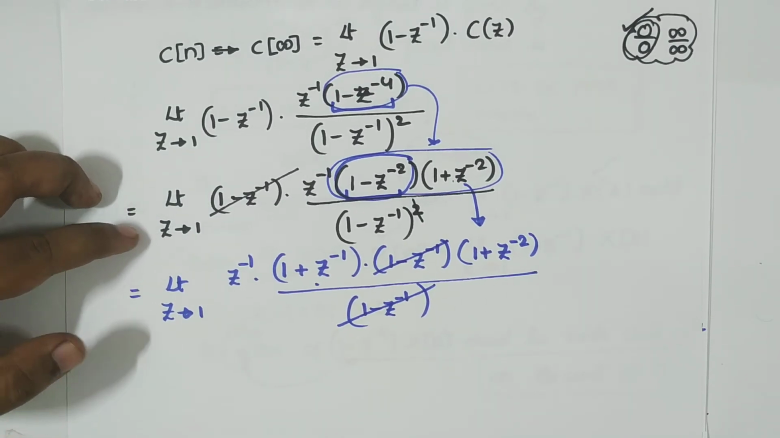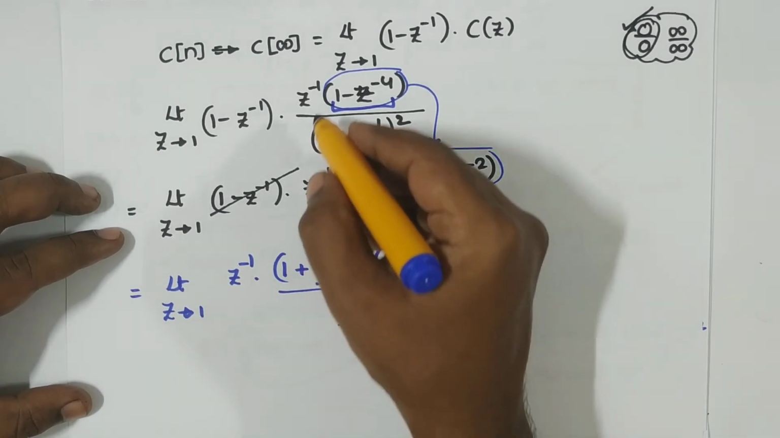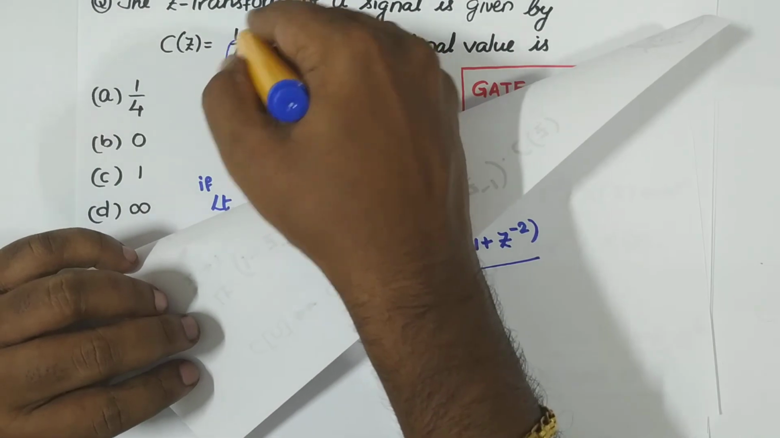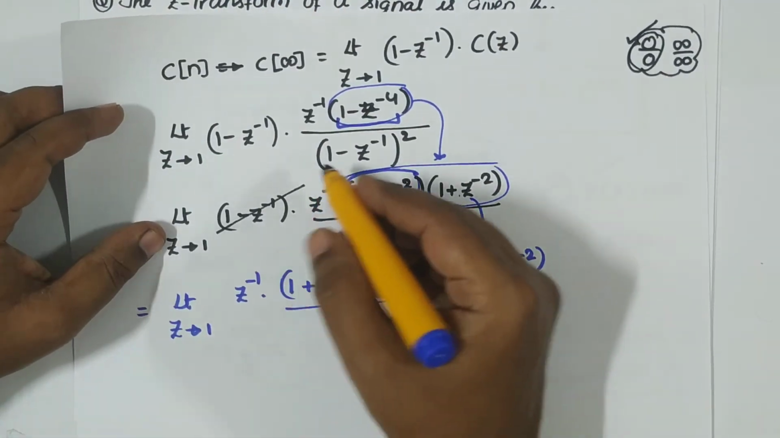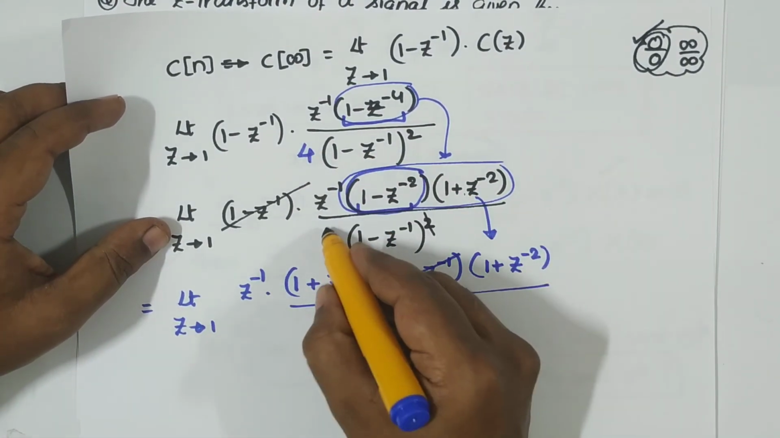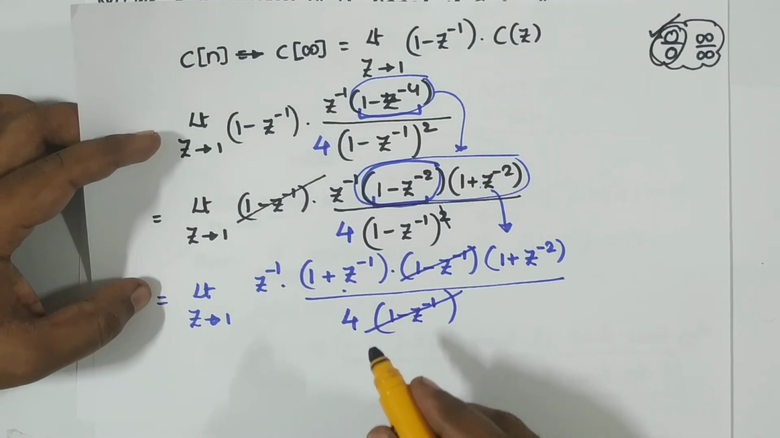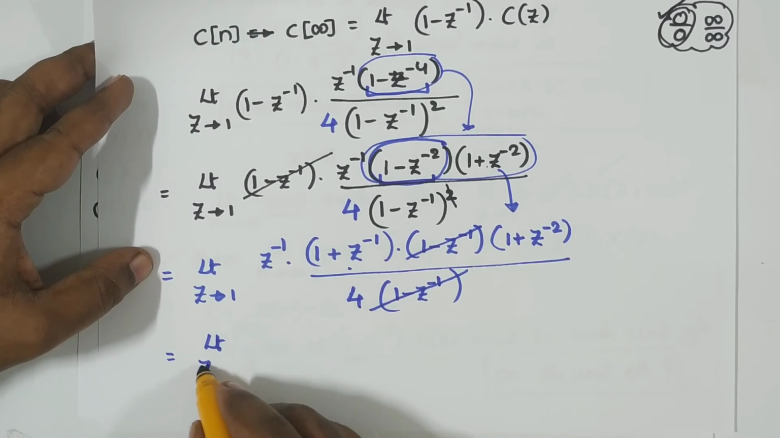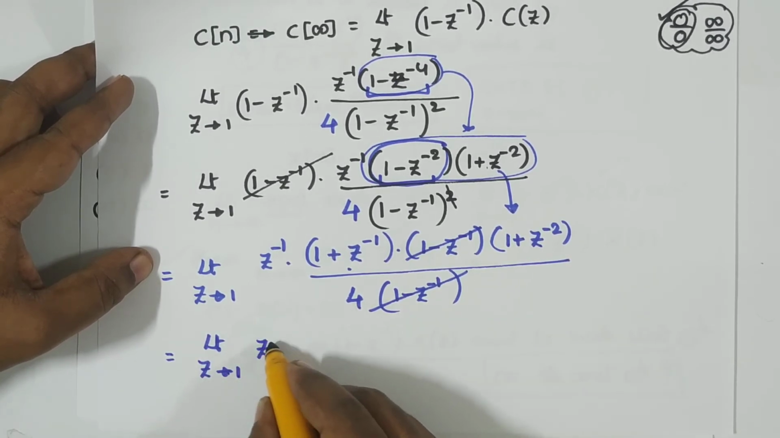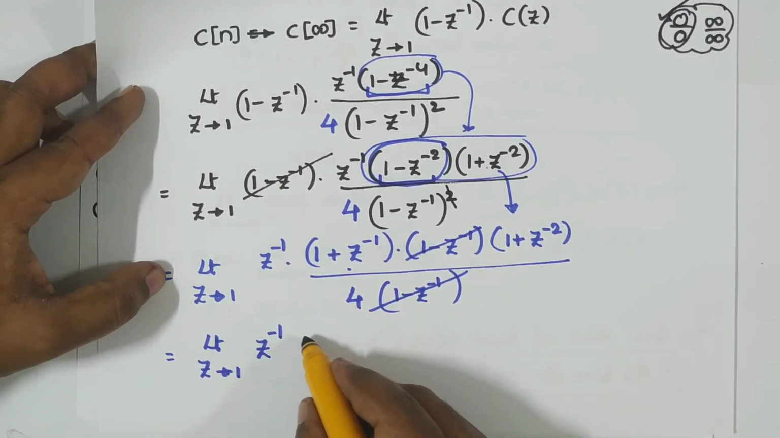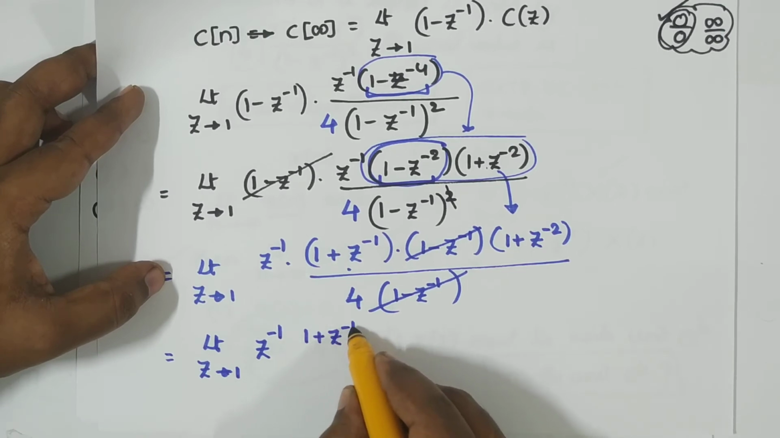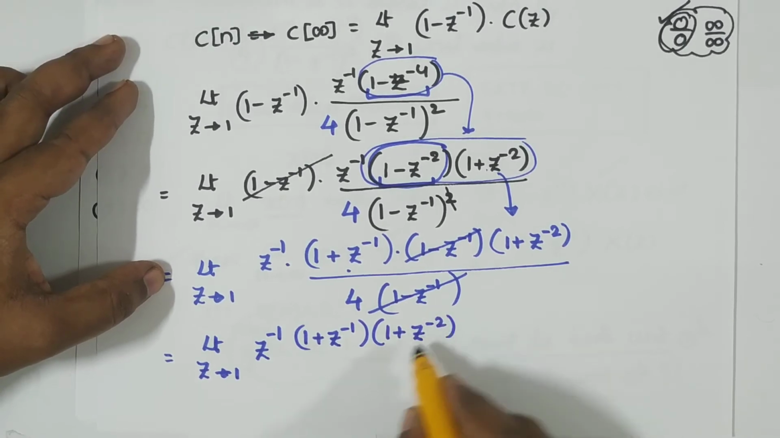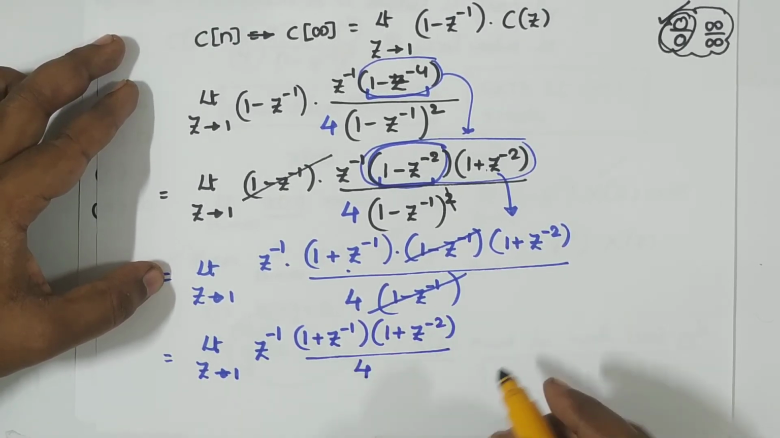Now what are we left with? Of course, I think we have a 4 here, right? In our question also we have 4, C(z) equal to 1/4 times. So I'll take 4 here. Sorry, I forgot to take 4. So now this is limit z tends to 1 of z^-1 multiplied by (1 + z^-1) multiplied by (1 + z^-2), divided by 4.